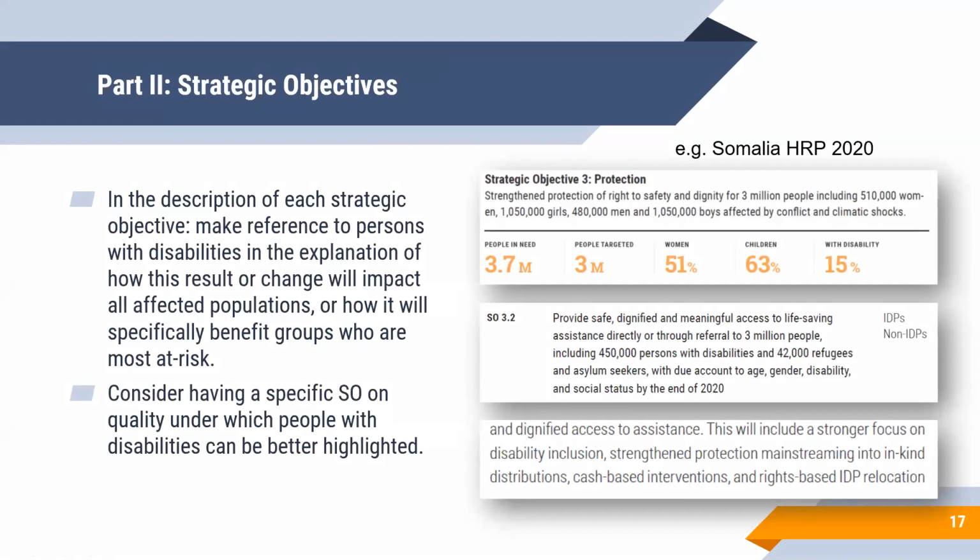Now, in this next slide here, we talk about the strategic objectives. We generally do not recommend a strategic objective specifically on persons with disabilities. However, disability can be reflected across the description of all of the strategic objectives. And you may also want to consider having a specific strategic objective where the situation of persons with disabilities can be better highlighted. So this can be, for example, a strategic objective on quality, or on inclusion, or on reaching the furthest left behind. We have a really great example here from Somalia. I won't go through it in detail because you will be able to have a look at this slide when we share it with you afterwards.